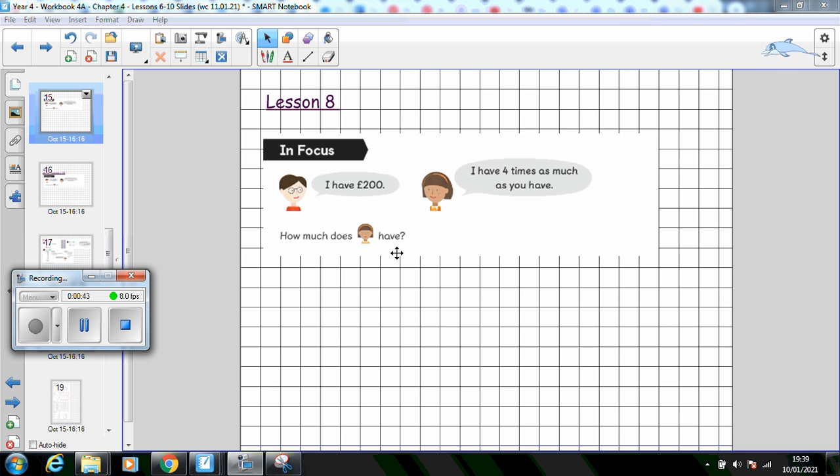Remember, you could use a number sentence, you could use a bar model, you could write a word sentence, or use a number line even. How many jumps would you have? What would each jump be? Pause the video now while you have a think about it.